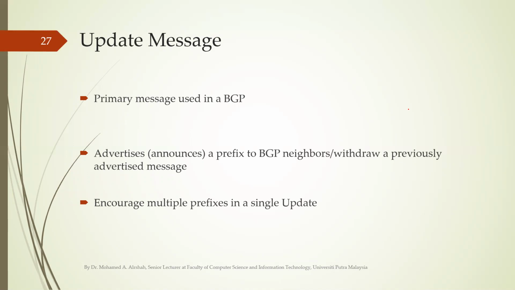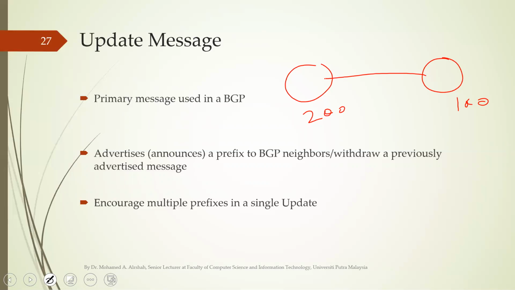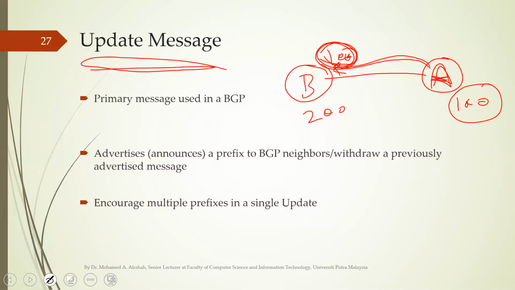If, for example, we have these two networks, and let's say this one is autonomous system 100 and this one is 200, then suppose they establish a connection and this one sends the information of the 100. Then if something happens to change this information, they can use the update message to update the information that's already been sent to router B, for example. And also, if router A wants to withdraw the information that has been sent to router B, they can also use the update message.